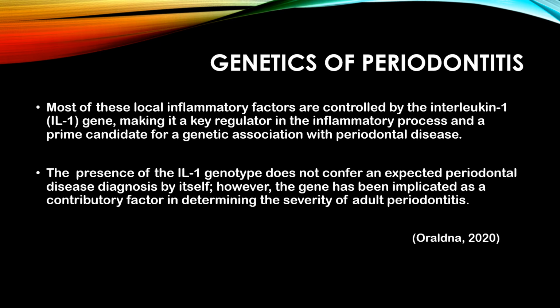Most of these local inflammatory factors are controlled by the interleukin-1 gene, making it a key regulator in the inflammatory process and a prime candidate for a genetic association with periodontal disease. The presence of the interleukin-1 genotype does not confer an expected periodontal disease diagnosis by itself. However, the gene has been implicated as a contributory factor in determining the severity of adult periodontitis.